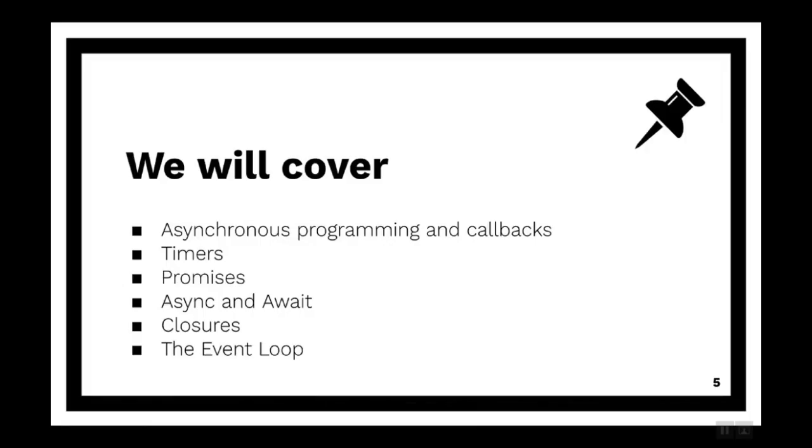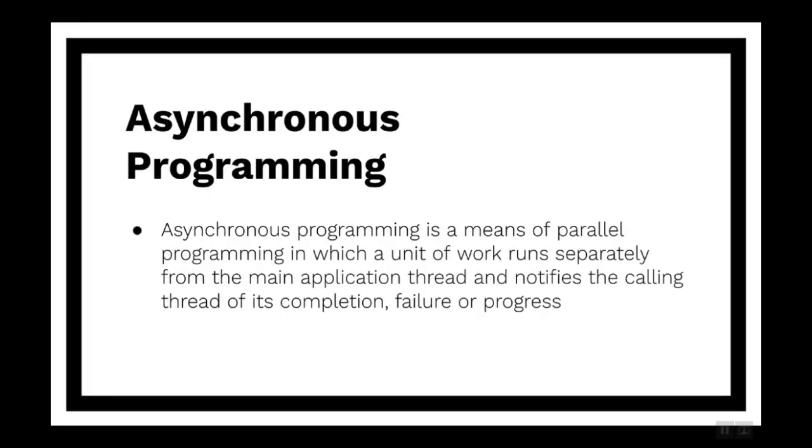We'll be covering these following points: asynchronous programming and callbacks, timers, promises, async and await, closures, and the event loop. Let's begin with asynchronous programming. JavaScript is synchronous by nature, and it runs on a single thread, which means it cannot execute code in parallel. Lines of code are executed one after another. For example, let's say you have 3 variables, A, B, and C. All of these lines, when added into a function, will be executed one at a time.